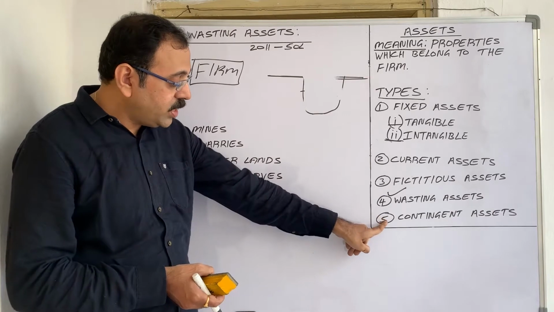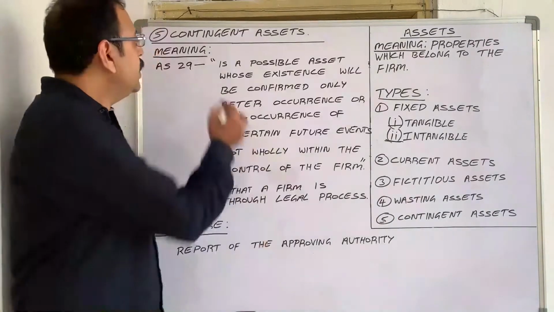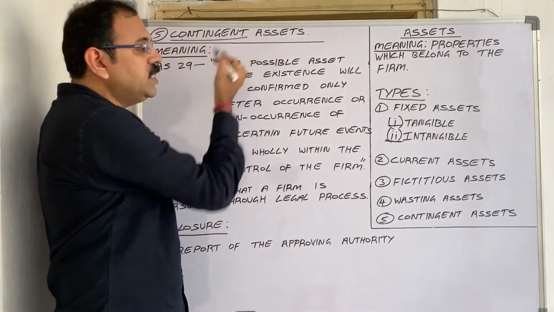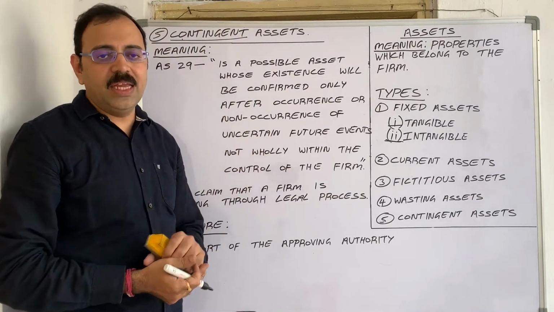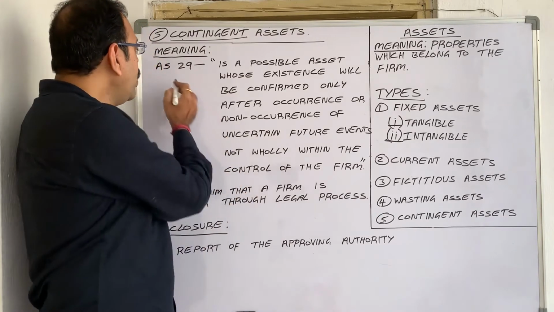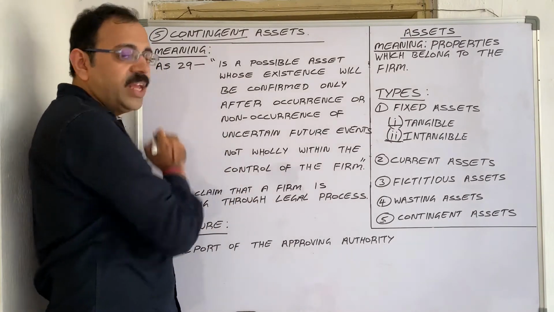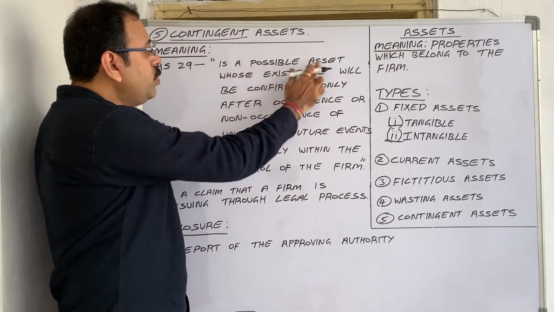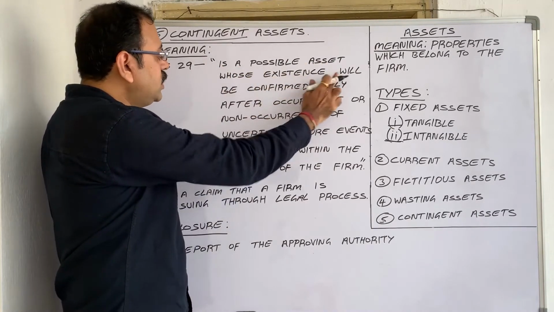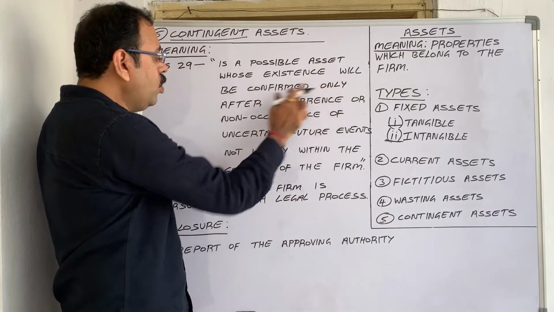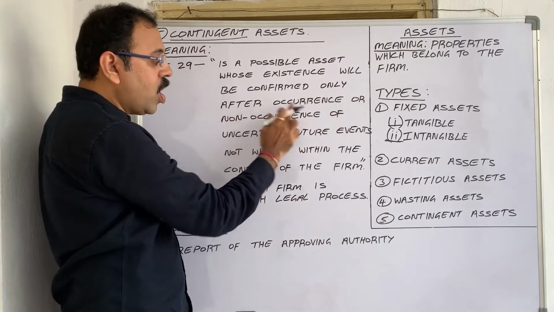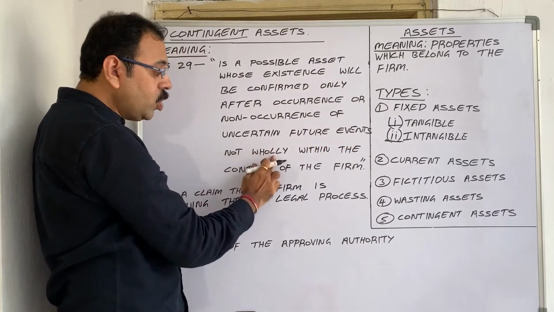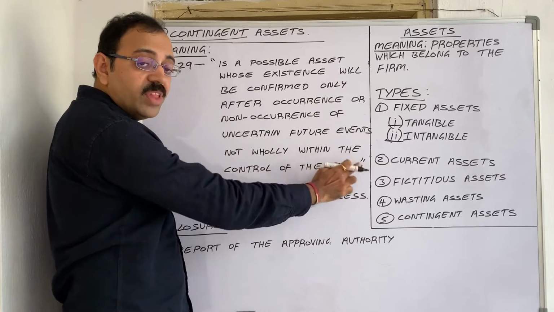Now the next one is contingent asset. What do you mean by the word contingent? Uncertainty. According to Accounting Standard 29, a contingent asset means a possible asset whose existence will be confirmed only after the occurrence or non-occurrence of uncertain future events not wholly within the control of the firm.